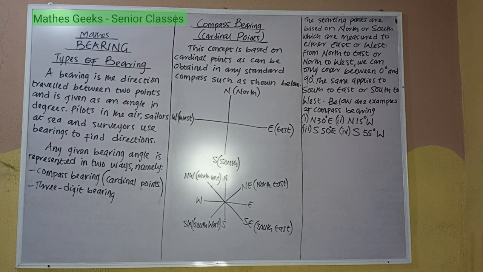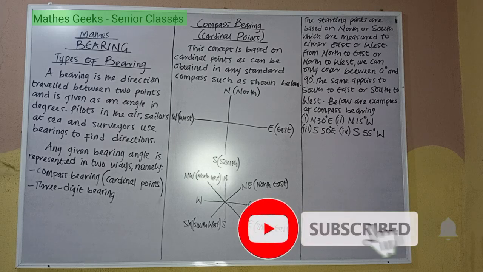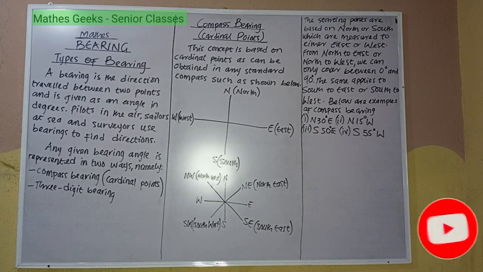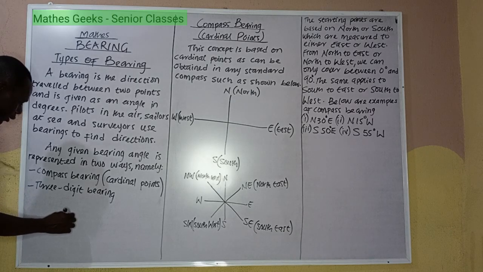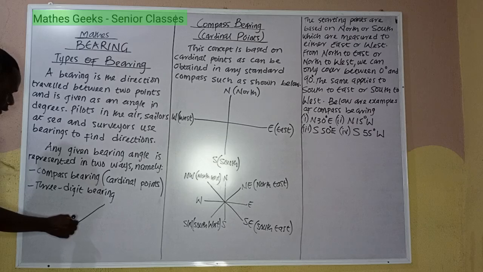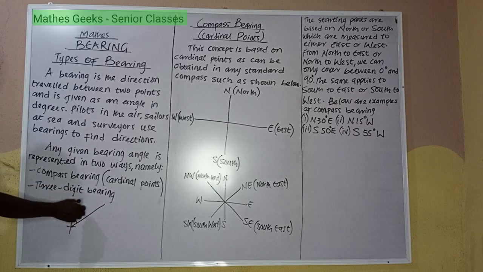In this lesson, we are going to look at the mathematics of direction, which is known as bearing. So what is bearing? A bearing is a direction traveled between 2 points and is given as an angle in degrees. So if a man starts at this position and then he went this way, this is known as the bearing. The angle turned, the direction traveled is known as the bearing.